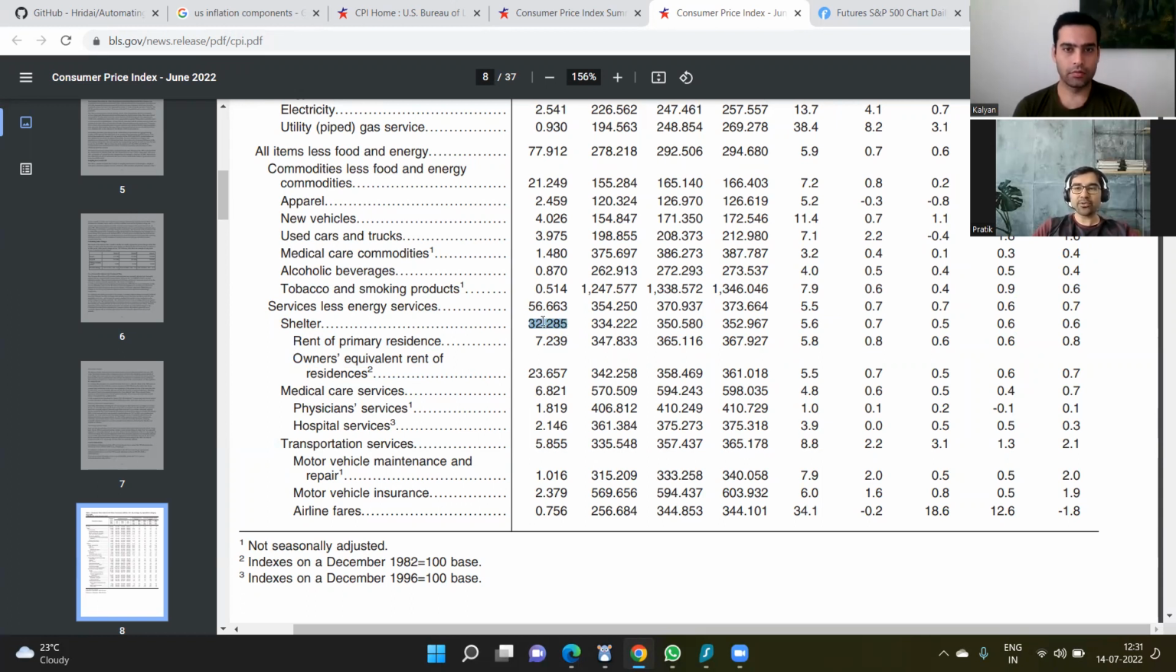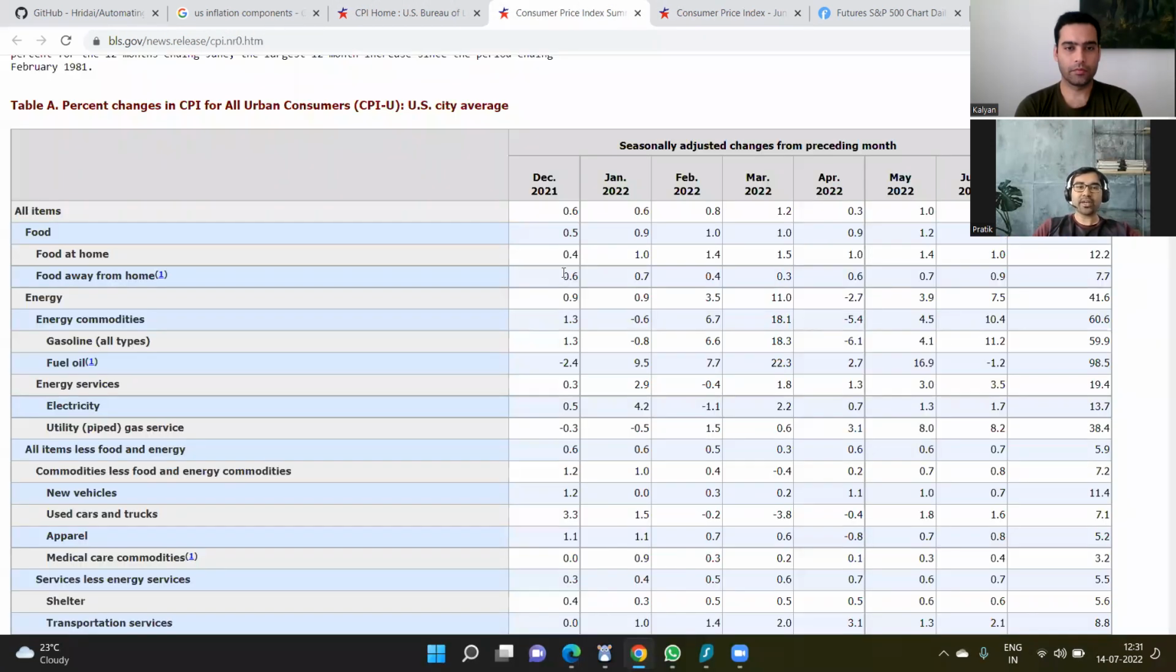which means if this is growing at 5.5%, your headline inflation will be impacted by 32% into 5.5, approximately 1.6%, which will be directly impacting the headline CPI number, right? And one important thing is that shelter has been increasing consistently over the last couple of months. So that is the problem that we are facing right now.